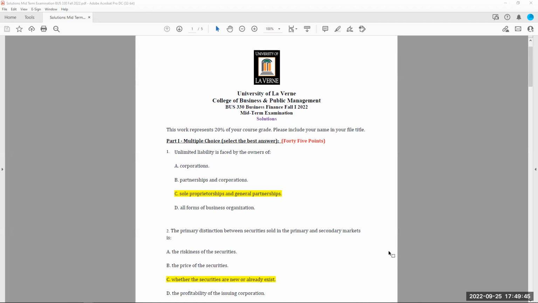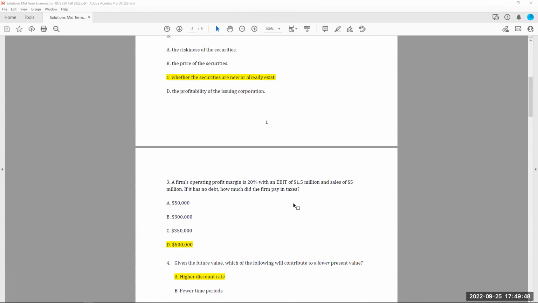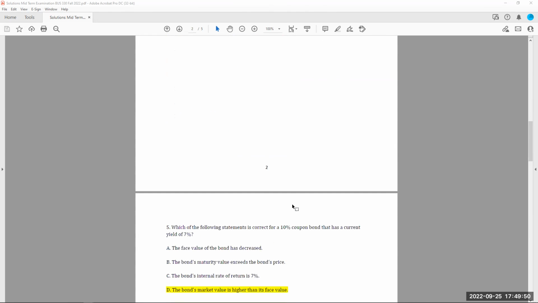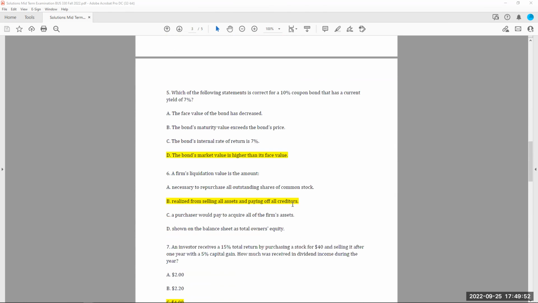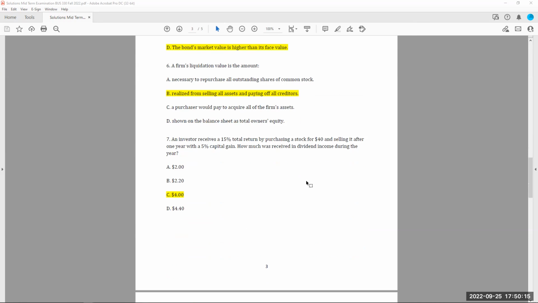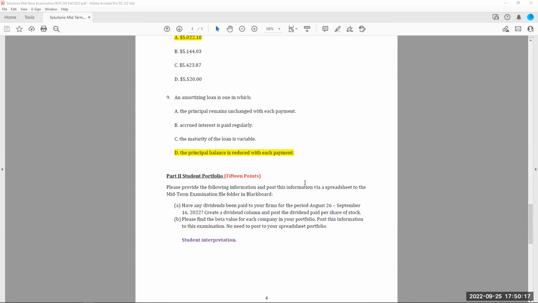I think the only area where some of us had some problems had to do with question 6. A firm's liquidation value is the amount realized from the selling off of assets and paying off all the creditors. The liquidation value is what you have left. After you sold all the assets, got the money, got the cash, paid off your debts, whatever's left is the liquidation value of a company. It's the only real problem that some of us had in that.